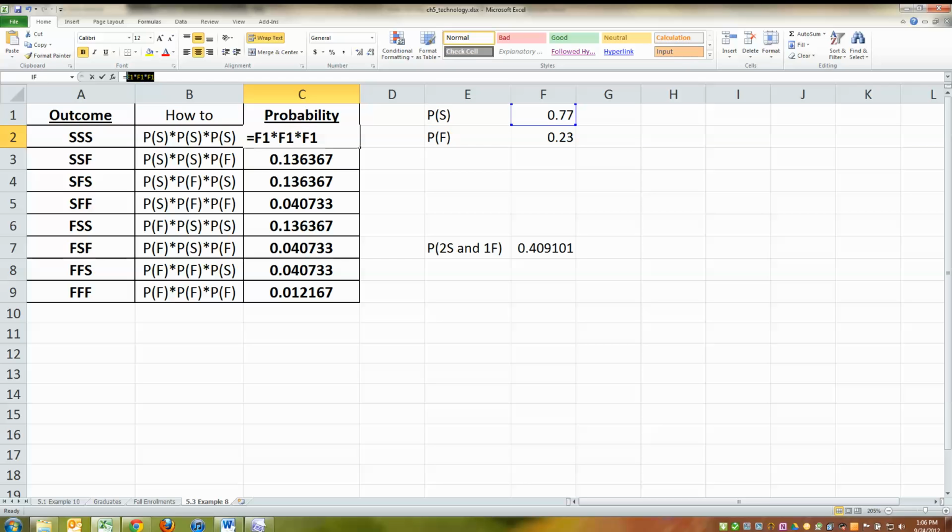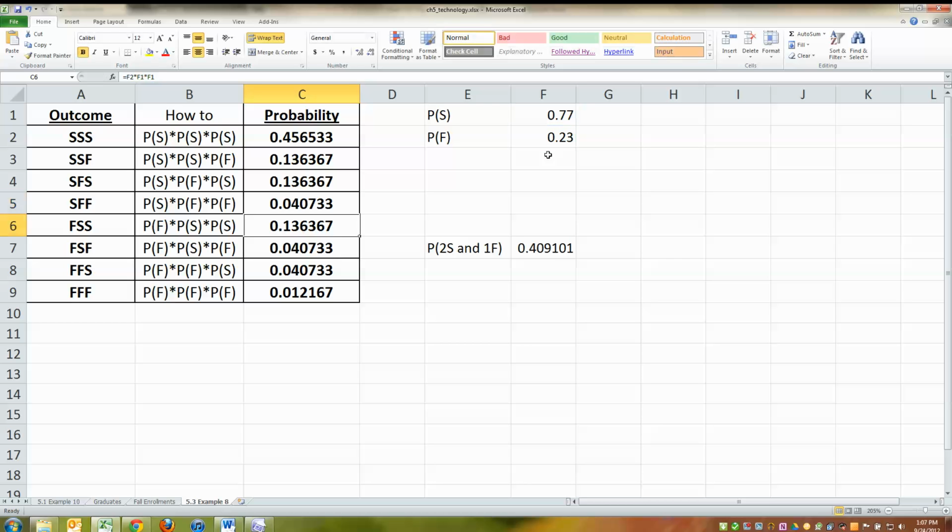And that way when I want to do this, I can say, okay, look, I want F1 to the 3rd power, right? Because I want to take success, success, success. 0.77 times 0.77 times 0.77. The next one, I want success, success, fail. So I need 0.77, which is F1, times 0.77, which is F1, times 0.23, which is F2. The next one, I want success, fail, success. So that's 0.77 times 0.23 times 0.77, and so on. This one is 1 success, 2 failures, so that's 0.77 times 0.23 times 0.23.